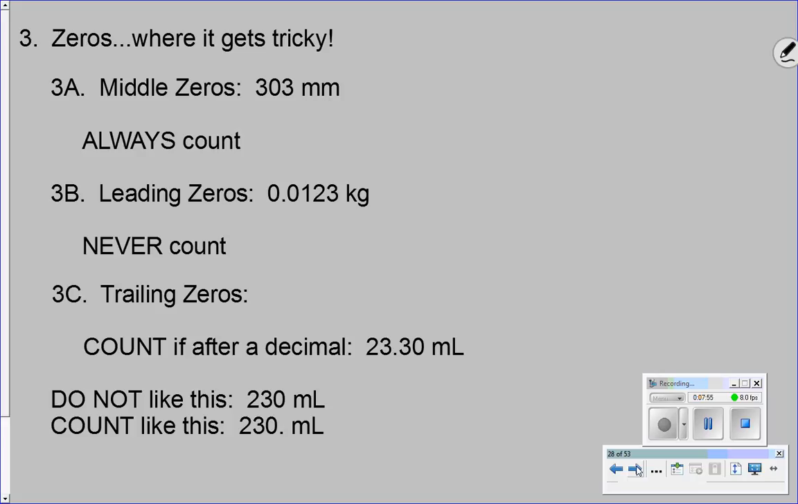Zeros are where it gets complicated. I gave them their whole column in the table because zeros are a little bit tricky. Middle zeros are easy. Middle zeros always count. So this guy right here is what we call a sandwich 0 or a middle 0. He is stuck between 2 other numbers. If you took him out, this would turn 303 into 33. We don't want to do that. So this number right here has 3 sig figs, or 3 significant figures, because that 0 counts, and our non-zero numbers automatically count also.